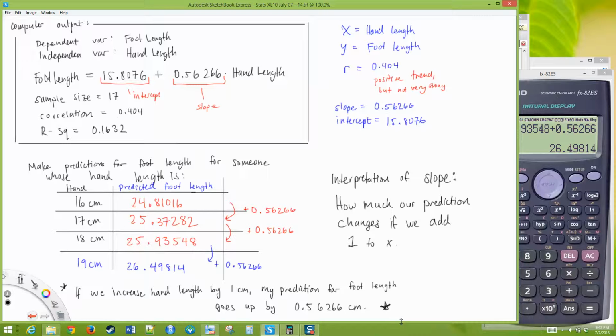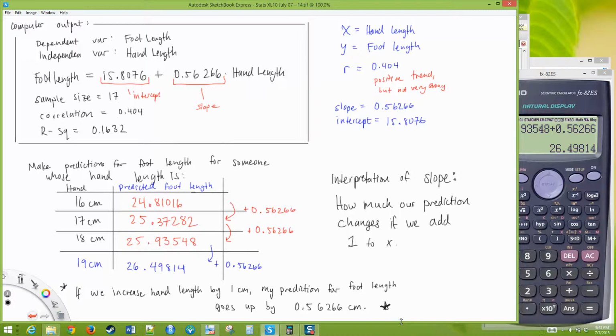What's the difference between slope and, in the previous chapter, the standard deviation? So the standard deviation is a measure of spread. It's for one numeric variable, and it just tells you how much the numbers are spread out. This is for regression. We have two variables, in our case the hand length and the foot length, and we're trying to see if there's a relationship between those two variables.